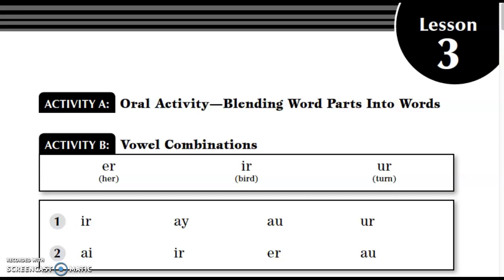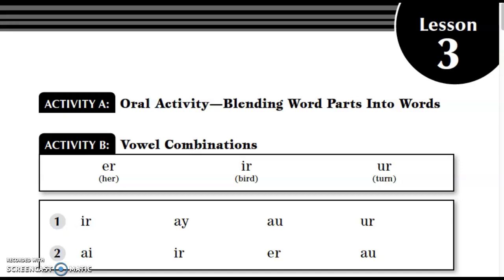Hi, good morning. Today we're going to be starting with Words lesson 3, activity A, blending parts into words. I'm going to say the parts of a word, you're going to say the whole word. Listen. Discomfort. What word? Discomfort. I'll say the parts, you say the word, listen.